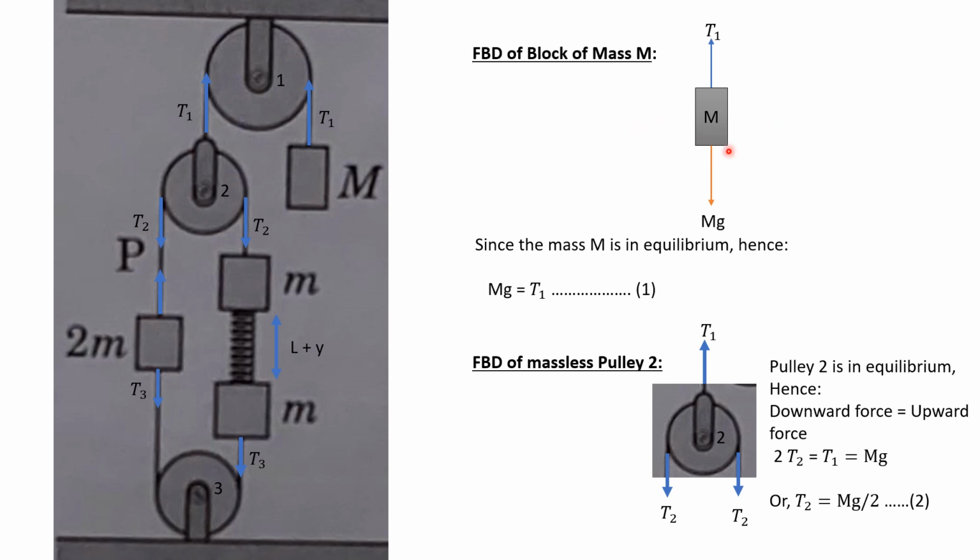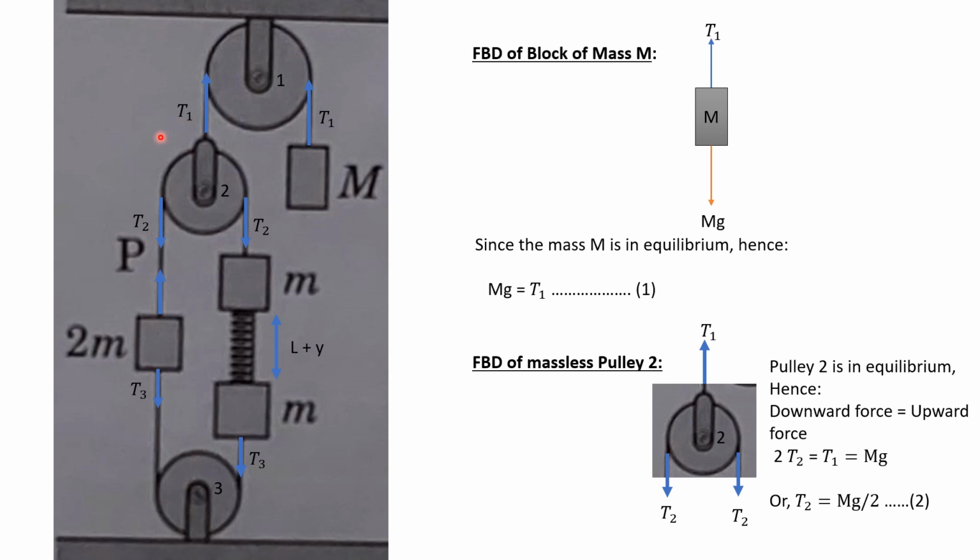Now we should switch on to free body diagram of block of mass M. So this is the free body diagram, right? Which all forces are acting on it? The tension force T1, upward direction. Capital M into g is the weight of this. There is no acceleration since the system is in equilibrium and this mass is also in equilibrium. So Mg will be equal to T1, equation 1, right?